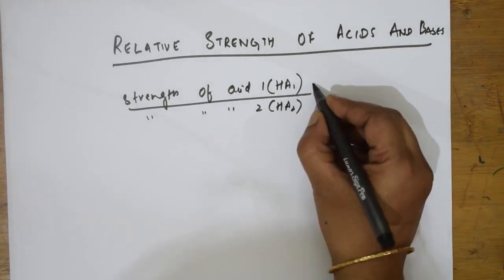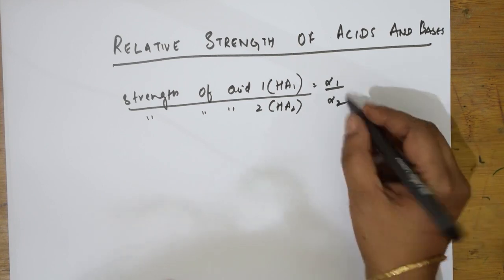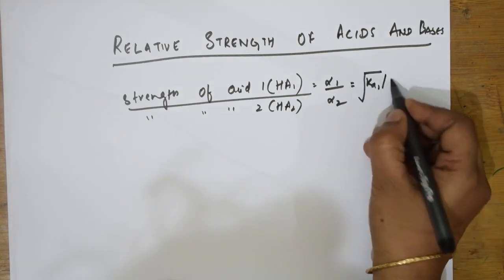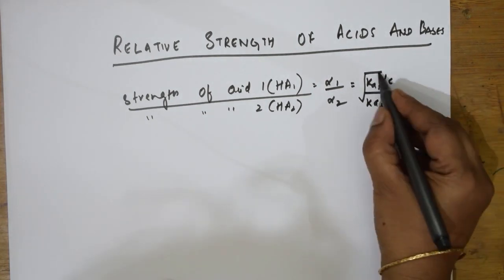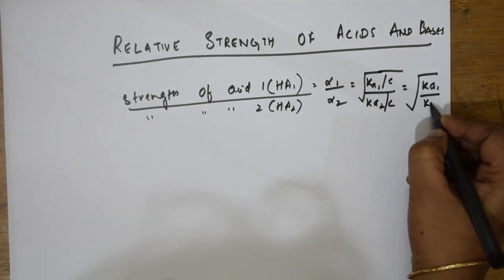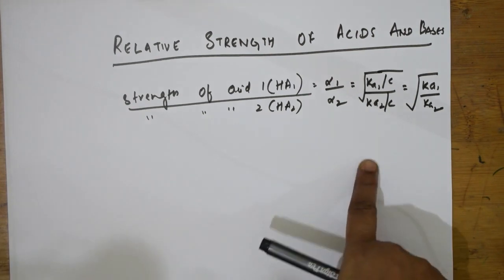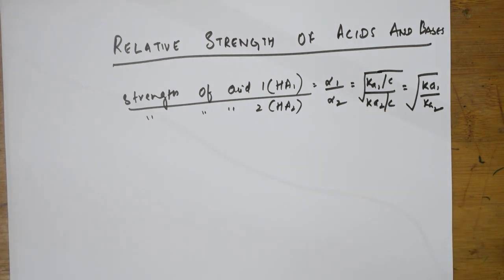The degree of dissociation, alpha 1 by alpha 2. Already I have got a formula initially, that is equal to root of Ka1 by C divided by Ka2 by C. This is what you have studied already, isn't it? So this becomes equal to root Ka1 by root Ka2. Simple. So hope you have understood this. I got this formula already, which I did in your initial class. So now when I have to speak in terms of bases, same thing.